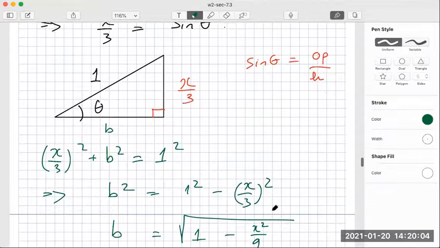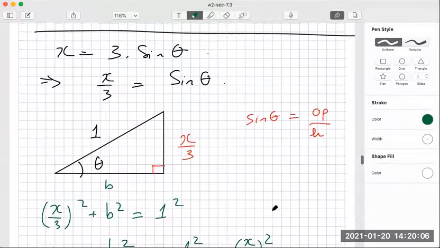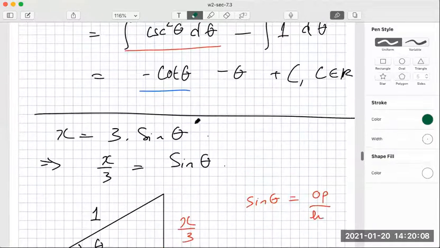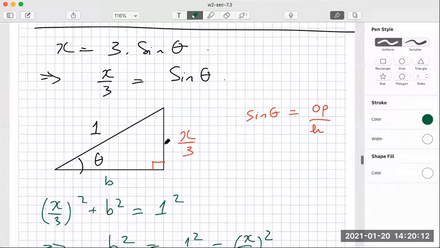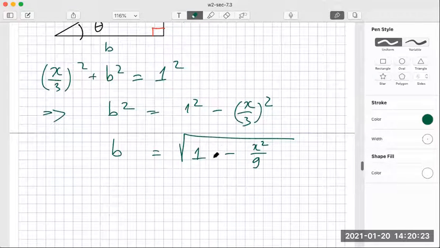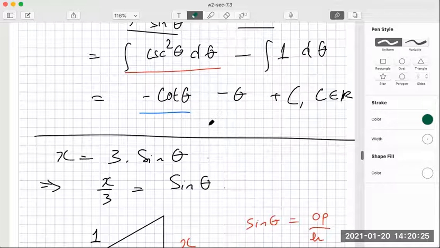Oh, we don't have time. Therefore, from this relation, tangent will be X over 3 divided by B, right? Or cotangent will be B divided by X over 3. And B, we found it here. Therefore, we can replace everything in terms of X here.